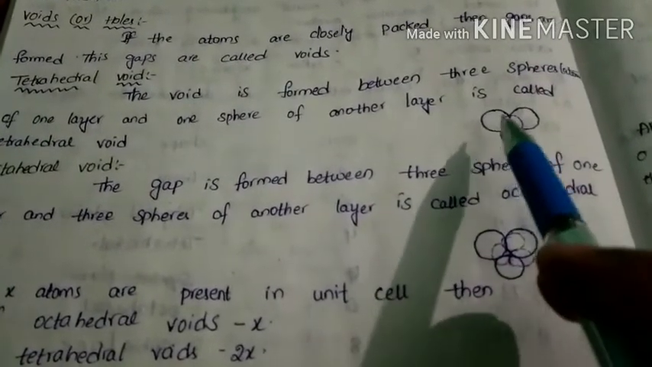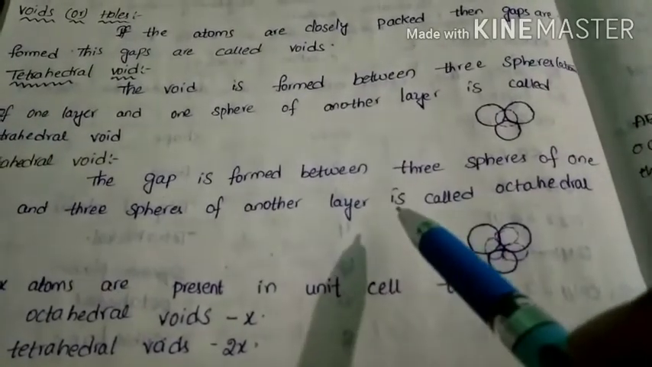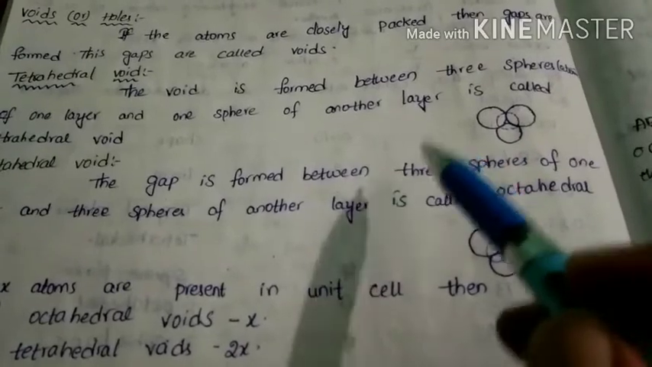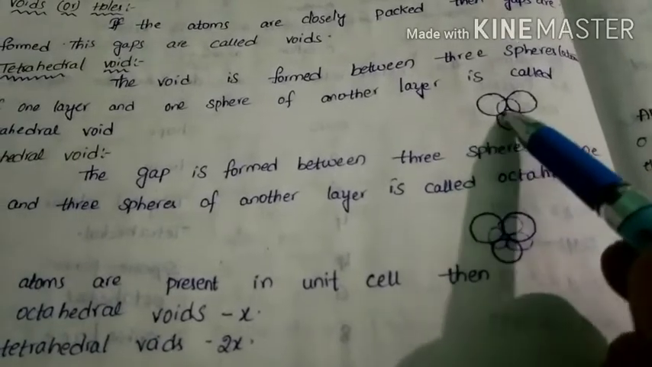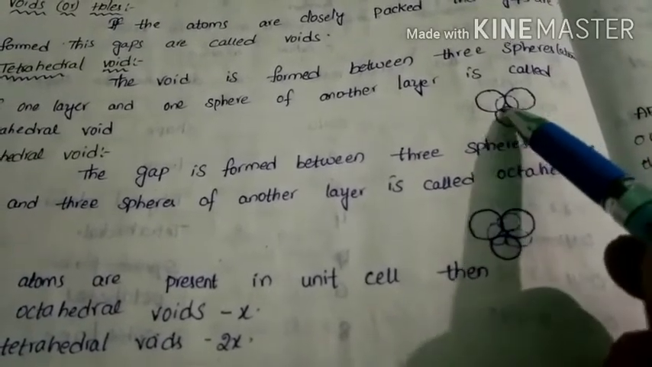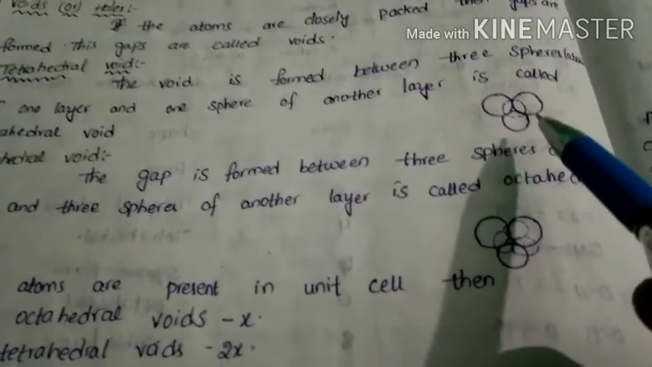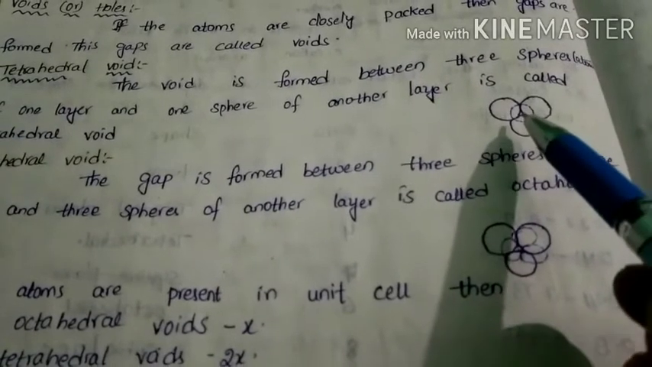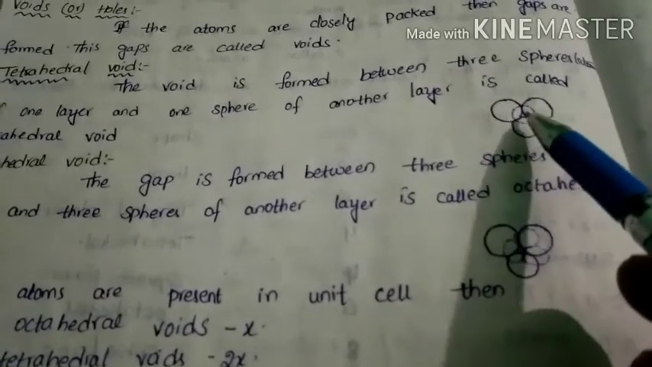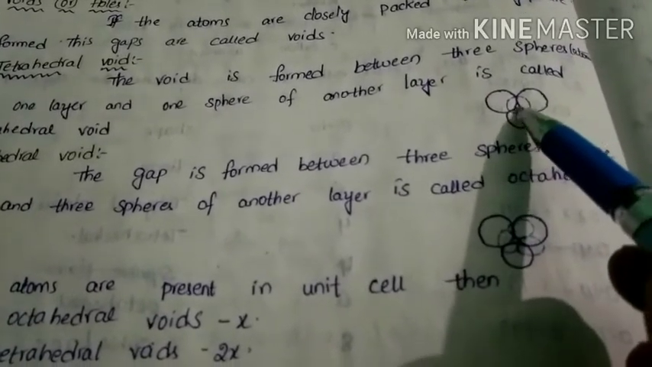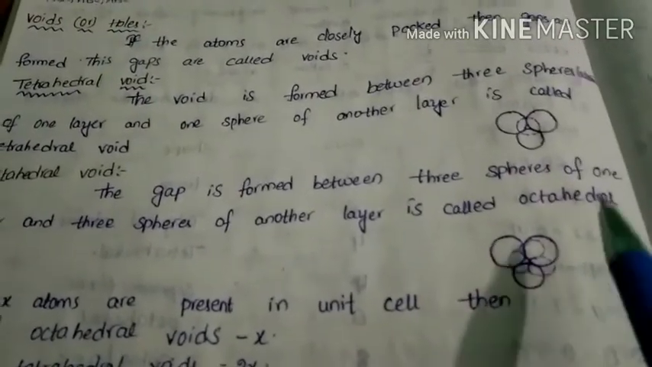Suppose atoms are arranged closely, then between the atoms some gaps are present. See, here I took three atoms. This is one atom, this is one more atom, this is one more atom. These three atoms are present in the same layer. Then here, see, one gap is present. That means if three atoms are arranged like this, then automatically we get some gap. That is called a void. That is also called a hole.